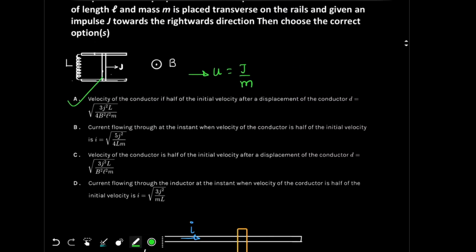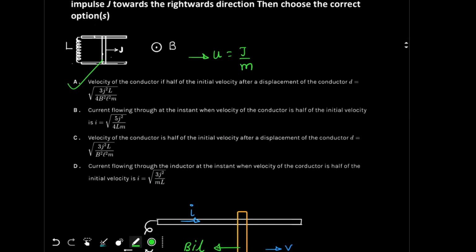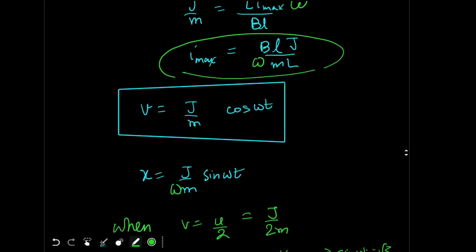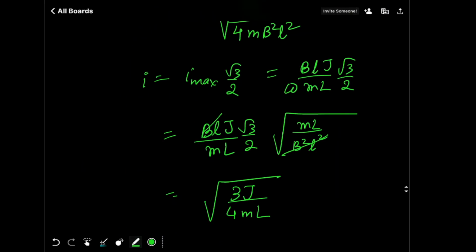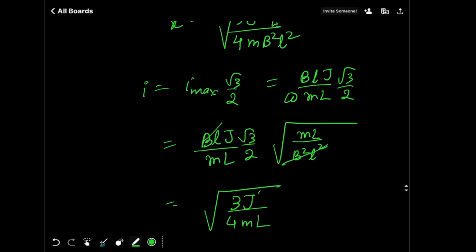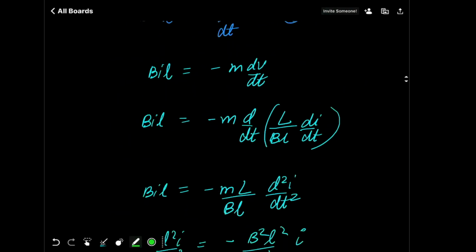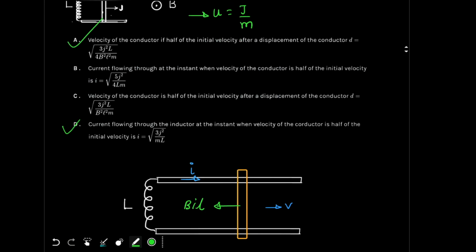So my current I is equal to, okay, option D will come. Did I miss J square? Yeah, J square will also come over there. Okay. So option D is the correct answer. A and D.